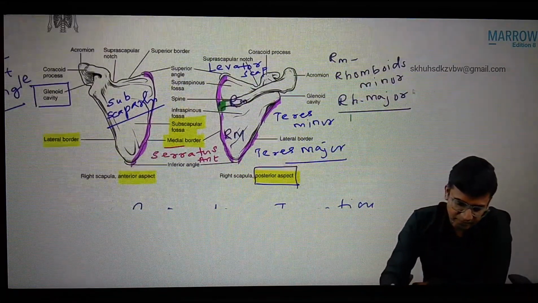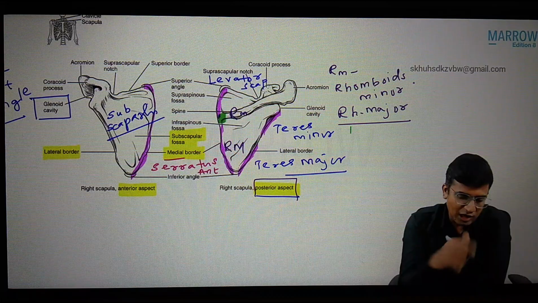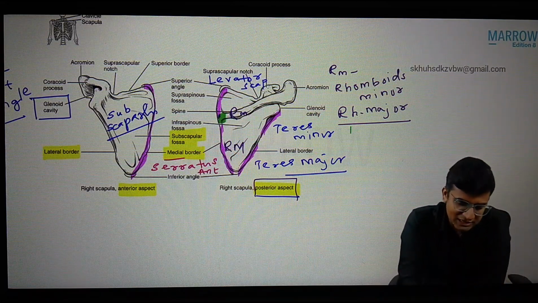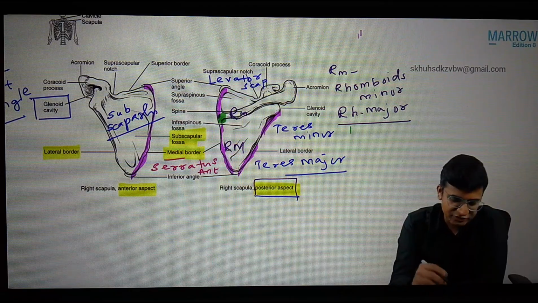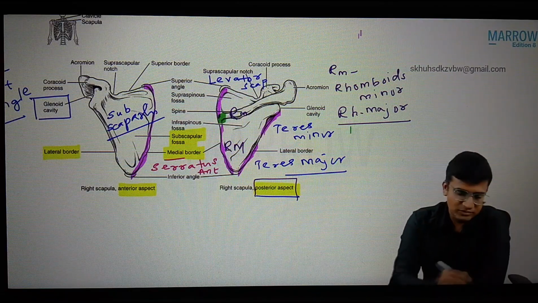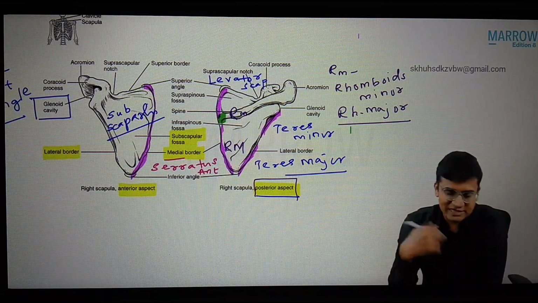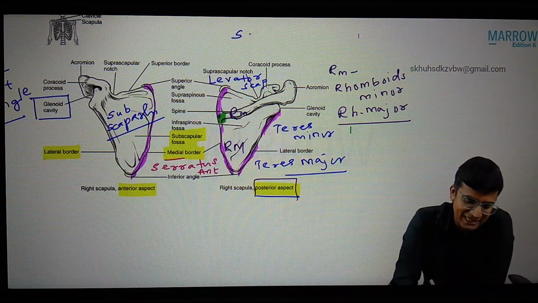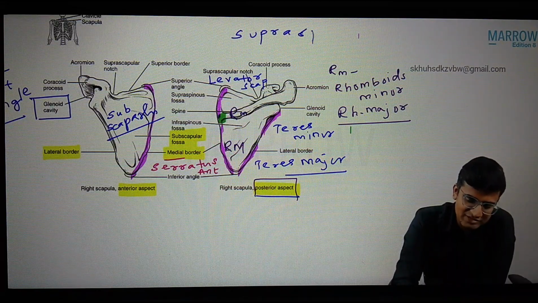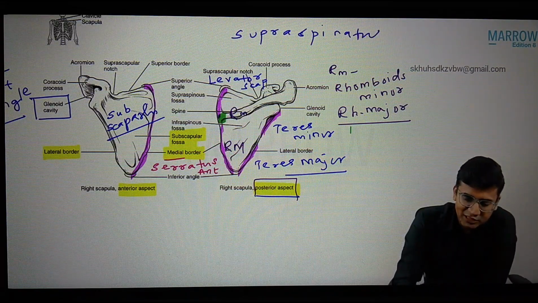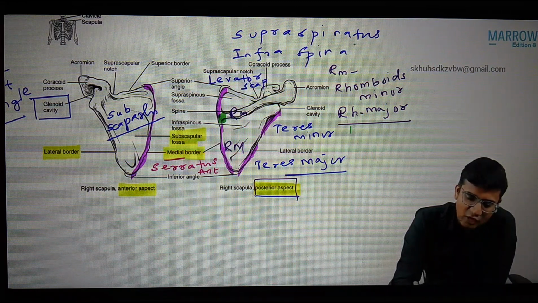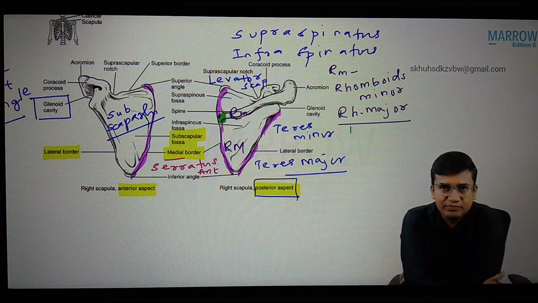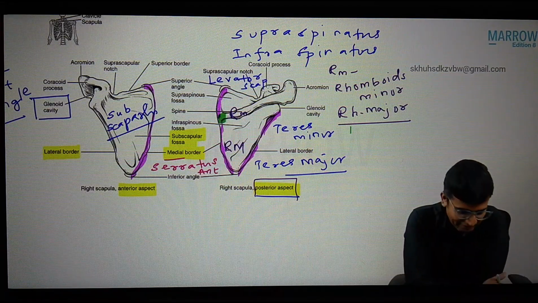Fine. Now come to the diagram. Above the spine, we have a fossa that is called the supraspinous fossa. Below the spine, we have the infraspinous fossa. They give origin to the corresponding muscles, supraspinatus and infraspinatus. I don't have space there, so I'm writing here. So the supraspinatus and infraspinatus muscles take origin from the corresponding fossa. Okay, that is also fine.